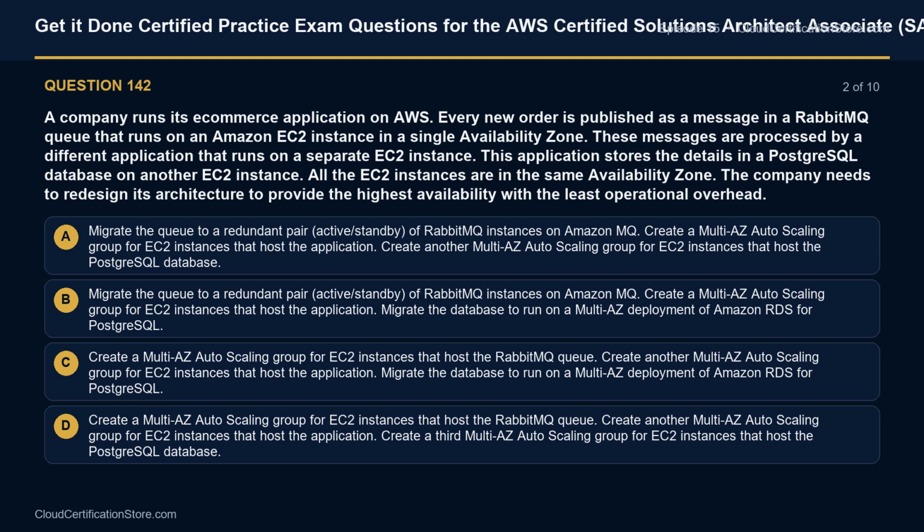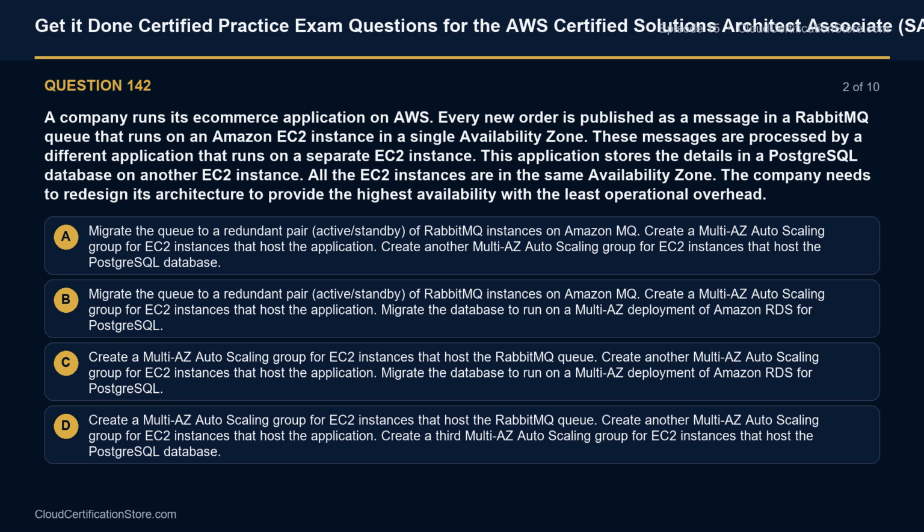Question 142. A company runs its e-commerce application on AWS. Every new order is published as a message in a RabbitMQ queue that runs on an Amazon EC2 instance in a single Availability Zone. These messages are processed by a different application that runs on a separate EC2 instance. This application stores the details in a PostgreSQL database on another EC2 instance. All the EC2 instances are in the same Availability Zone. The company needs to redesign its architecture to provide the highest availability with the least operational overhead.